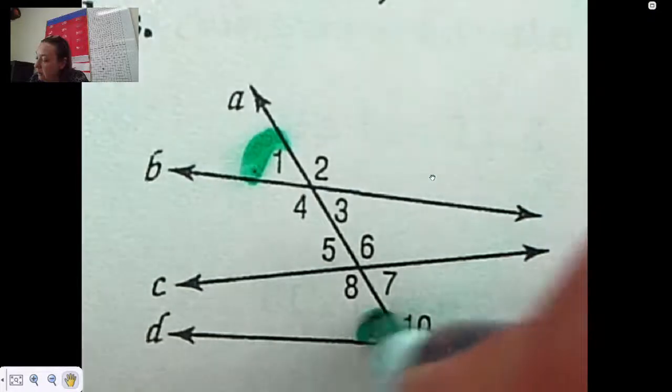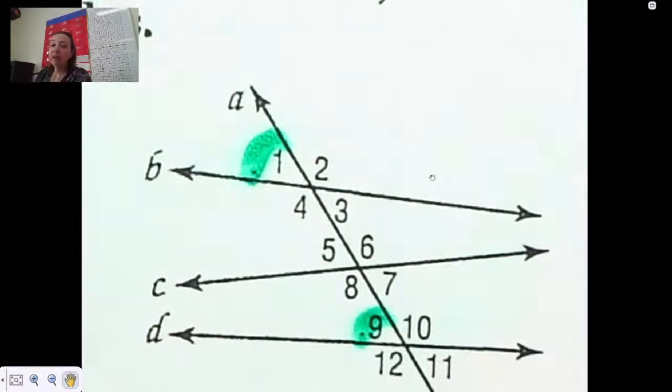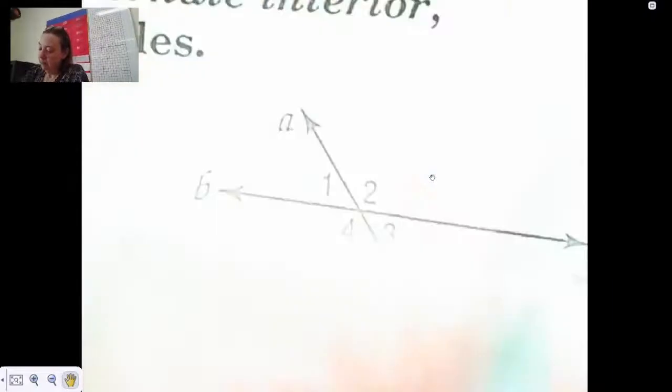Okay, what about 1 and 9? Let's look at 1 and 9. They are corresponding. Good job, Lance. Does everybody see why they're corresponding? Yes. Good job. Okay. I think y'all got this.